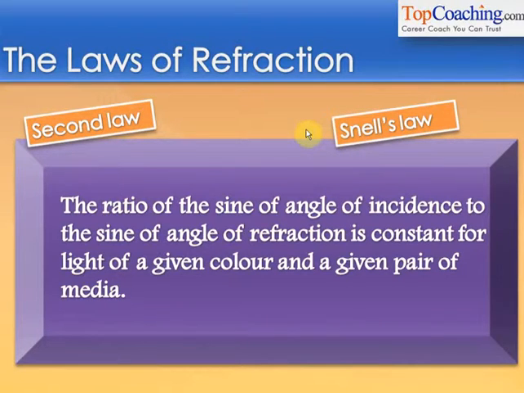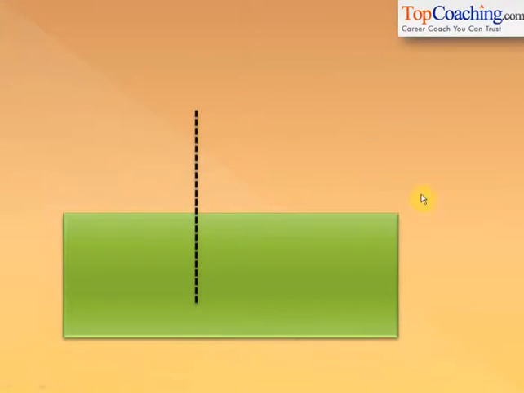It basically says that you saw angle I in the earlier figure, you saw angle R in the earlier figure. This law says that sin I by sin R is constant for two given pair of media and for a particular color of light. Let us understand both these laws in a bit more detail.